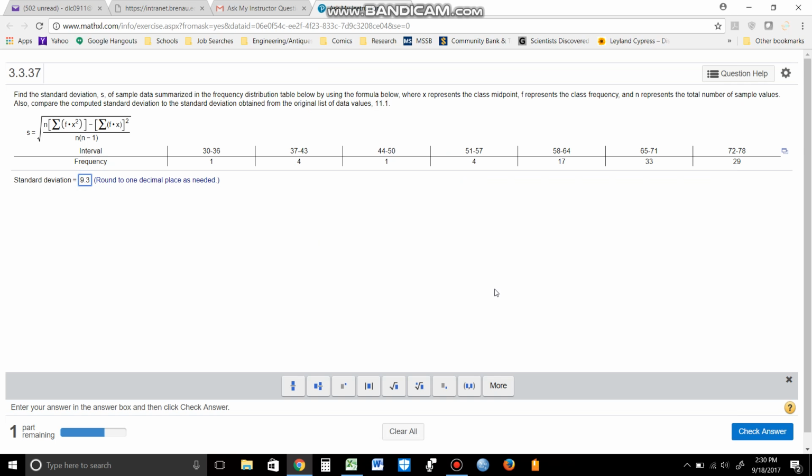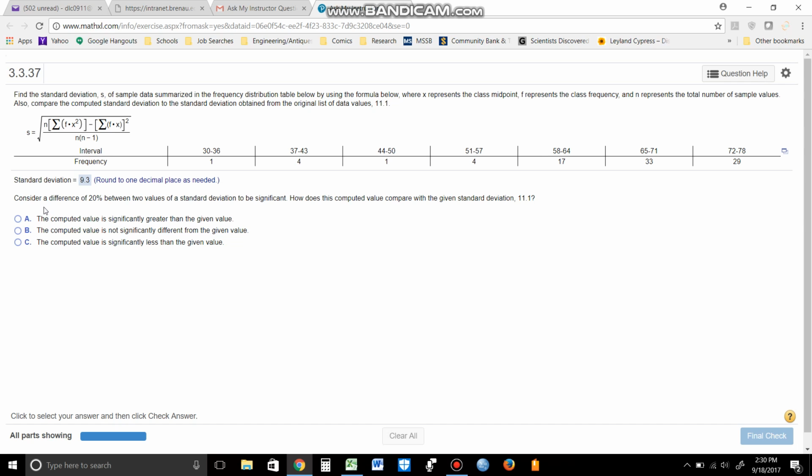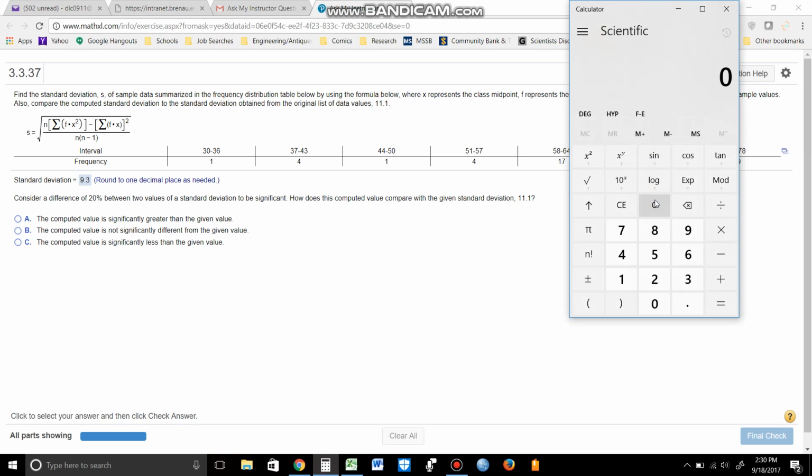And if I check 9.3 here, indeed, that is correct. Consider a difference of 20% between the two values of a standard deviation to be significant. How does this computed value compare to the given standard deviation of 11.1? So in essence, what they want me to do is take 11.1 and subtract from 9.3, and then divide that by 9.3, and that gives us 0.1935. Okay, so it looks like this is actually a little bit less than 20%.